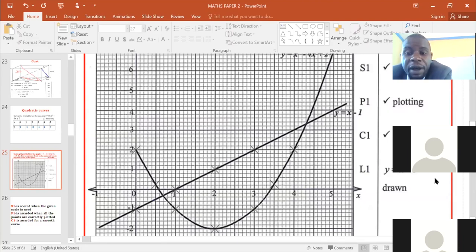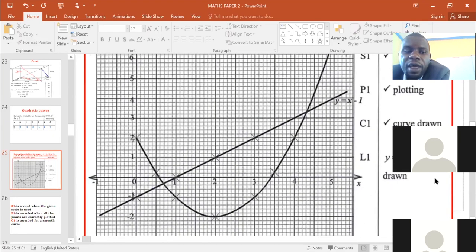I've mentioned it may not be very perfect, but try as much as possible to have a smooth curve. If the curve has a dent at any particular point and you're supposed to take a reading from that area that is not very smooth, those values may not be taken as the correct values. So try as much as possible to draw the correct curve, as smooth a curve as you can possibly do.